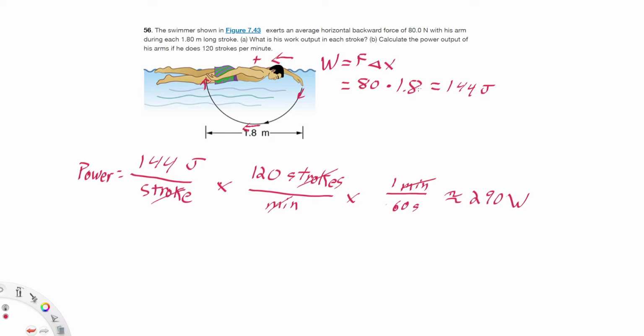So when finding power, we always have to find work and then convert that into watts using the stoichiometry. Yeah, so in general, power is going to be an energy per time.